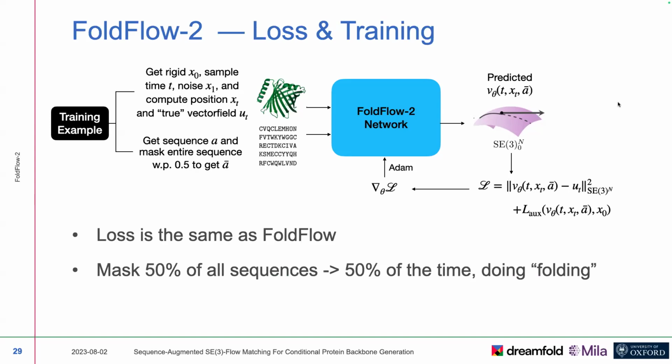During our training, as I said, with 50% probability, we're masking the entire sequence. Otherwise, we're leaving it unchanged. And so implicitly, this means that 50% of the time we're training something similar to a folding task. We'll see later on that that allows us to have pretty good performance on folding, even though we don't explicitly try to do it. We also didn't really look at partial sequence masking, which would have been a sensible thing to do, but it's something we're investigating as a next step.